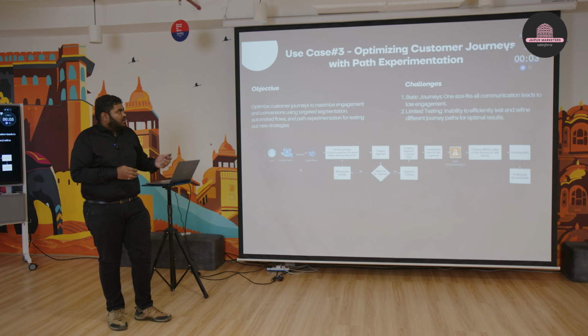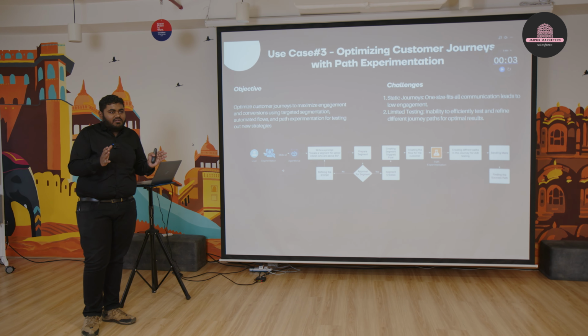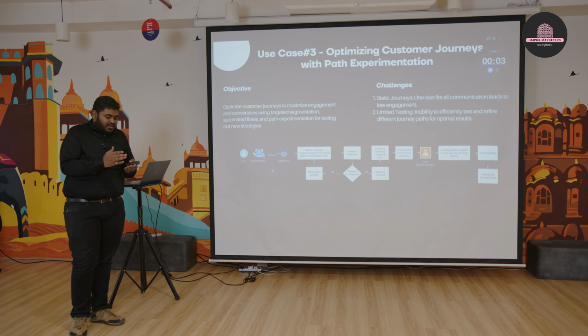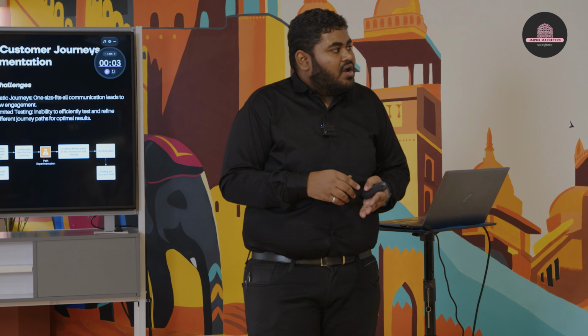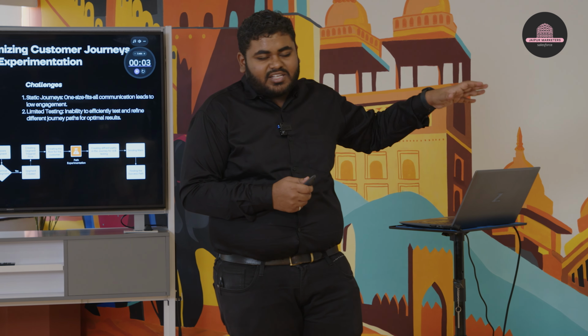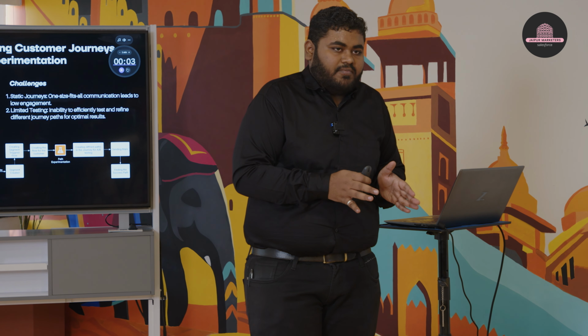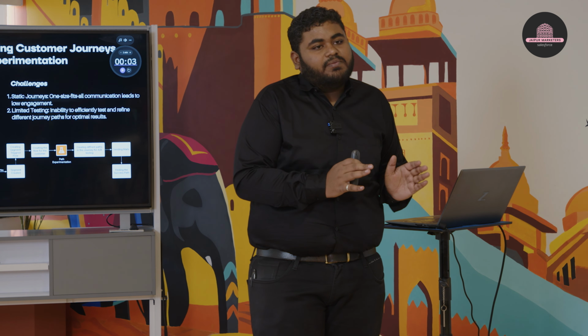Optimizing the customer journey works like this: in Marketing Cloud, we just create a normal journey for each and every user. Let's say I am creating a journey with email. First I will send the email, and then if the person is not opening the email, I will send a reminder email and so on. But in Marketing Cloud Growth Edition, you can use the path experiment feature to create combinations in the same journey. You can create multiple combinations, up to 10, in the same journey.